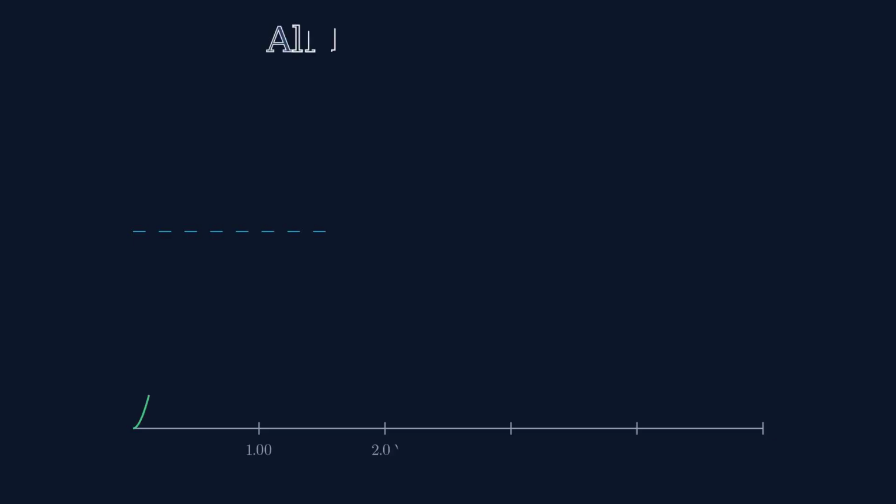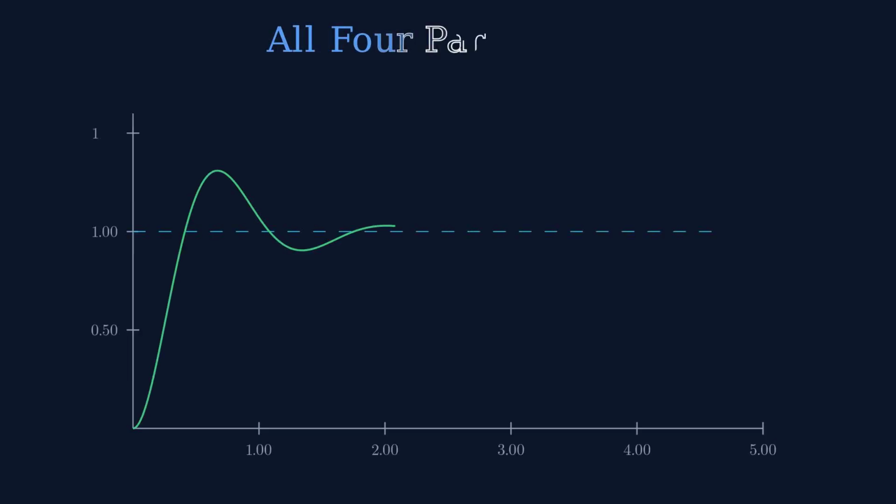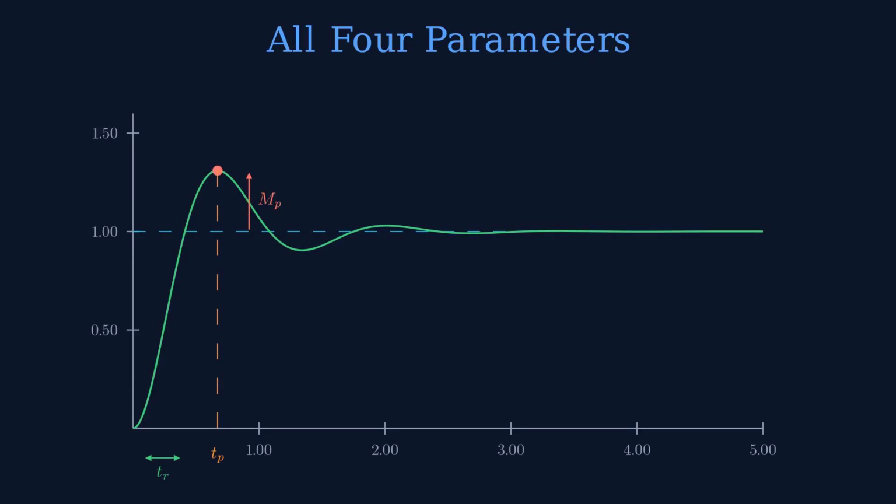Let us see all 4 parameters together on the same curve. Rise time captures the initial speed. Peak time marks the first maximum. Overshoot measures the excess above the target. And settling time tells us when the oscillations become negligible. These 4 numbers fully characterize the transient behavior of a second-order system.